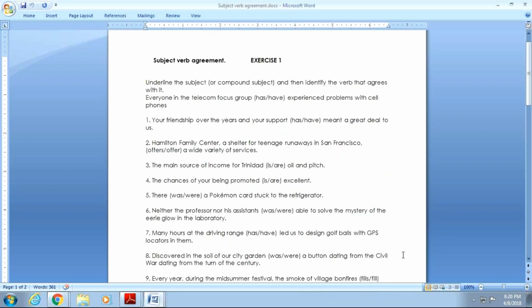Hi there. Are you through with questions 1 to 5? Well, what's your answer to the first question, actually? What is the appropriate verb and what is the subject? You got to underline the subject and then the verb. Your friendship over the years and your support have meant a great deal to us. What is the subject here in this particular sentence? And which is the appropriate verb?